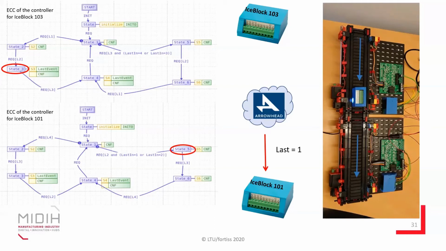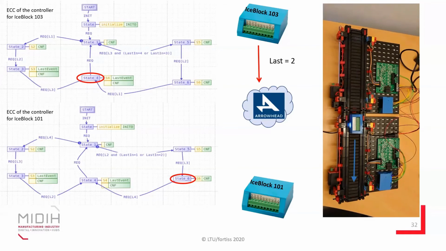While IceBlock 101 reads the updated value of last from Arrowhead, it makes the second belt move, so that the object can pass from the first conveyor to the second. The belt related to IceBlock 103 will move until the object reaches the fourth sensor of the second conveyor, and at that moment it will update the value of variable last inside the data manager.